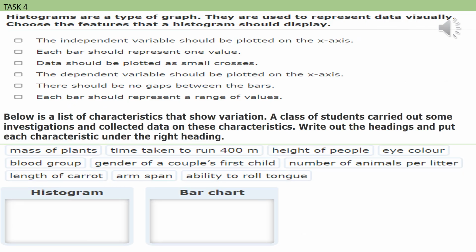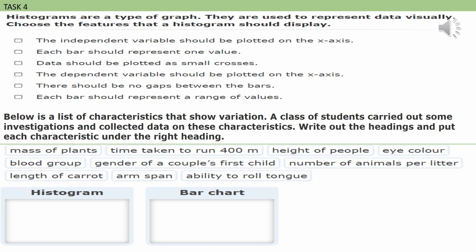Okay, so here are two questions to get you thinking about the type of data that we're talking about for continuous and discontinuous variation. So this question asks, if a histogram is a type of graph that is used to represent data visually, what features would that histogram need to display? So having a think, here are your 6 options.